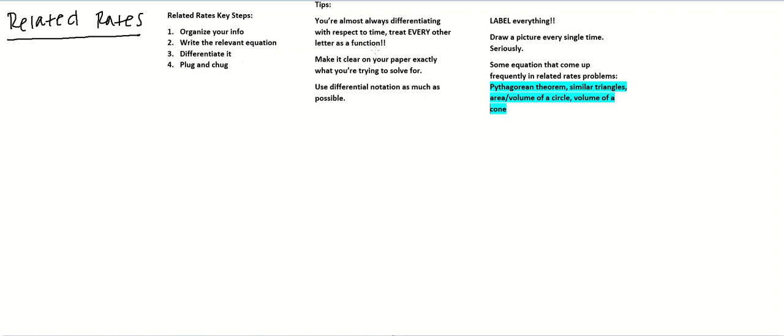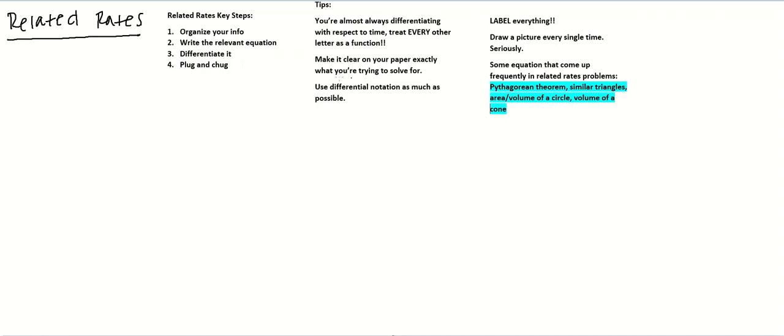The next one is make it clear on your paper exactly what you're trying to solve for. Either write it in the top corner of your paper, put a box around it, write it out in words or symbols, whatever works for you, but make it super clear what you're trying to solve for, because especially when you get halfway through a problem, it's really easy to get lost and forget what you're trying to do. So write it down somewhere so you can always look at it and you don't forget what your end goal is.